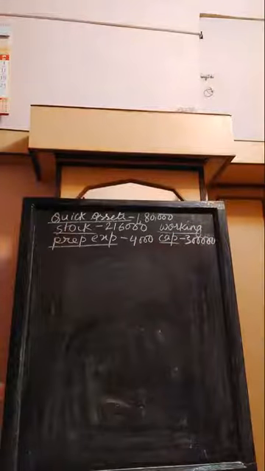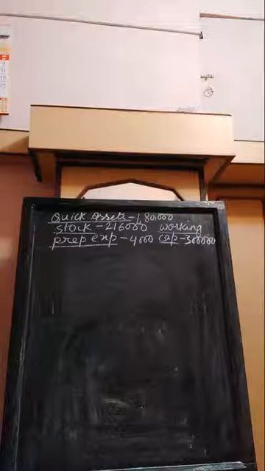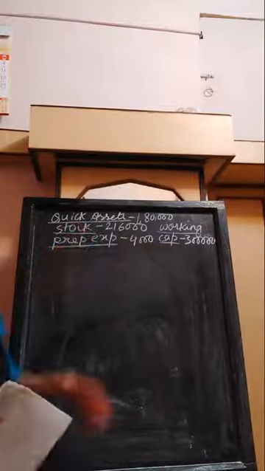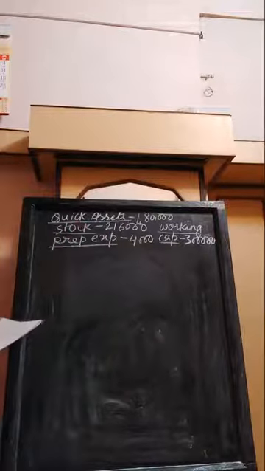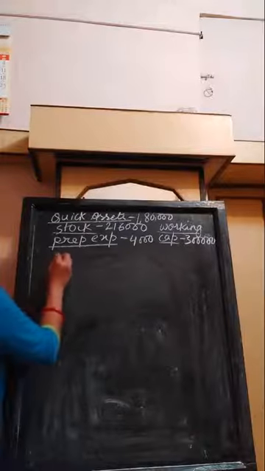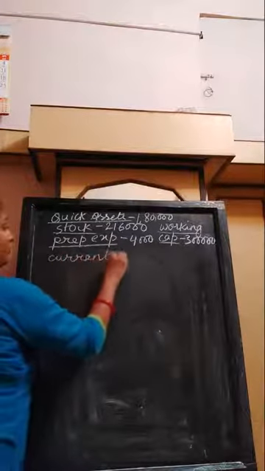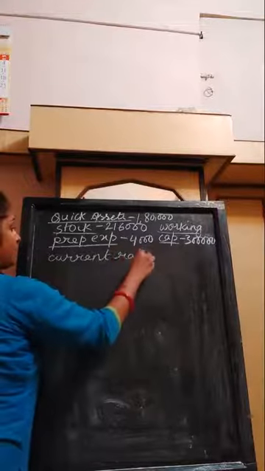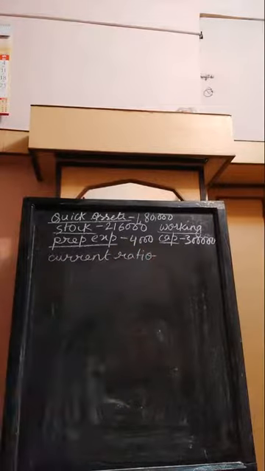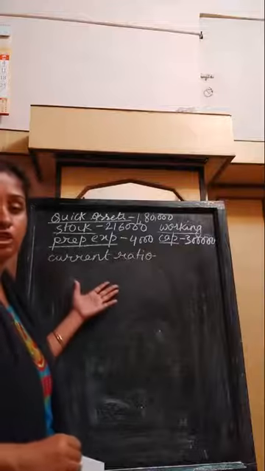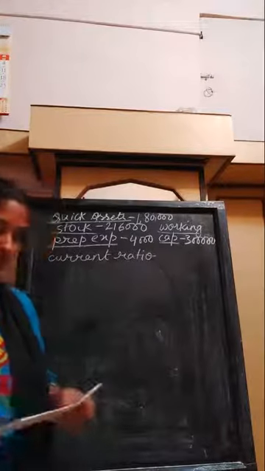Through these four information, by utilizing these four items, you have to find out the current ratio. These type of sums will be given to you in the exam and you will be asked to evaluate the current ratio. Now how you will solve the sum?